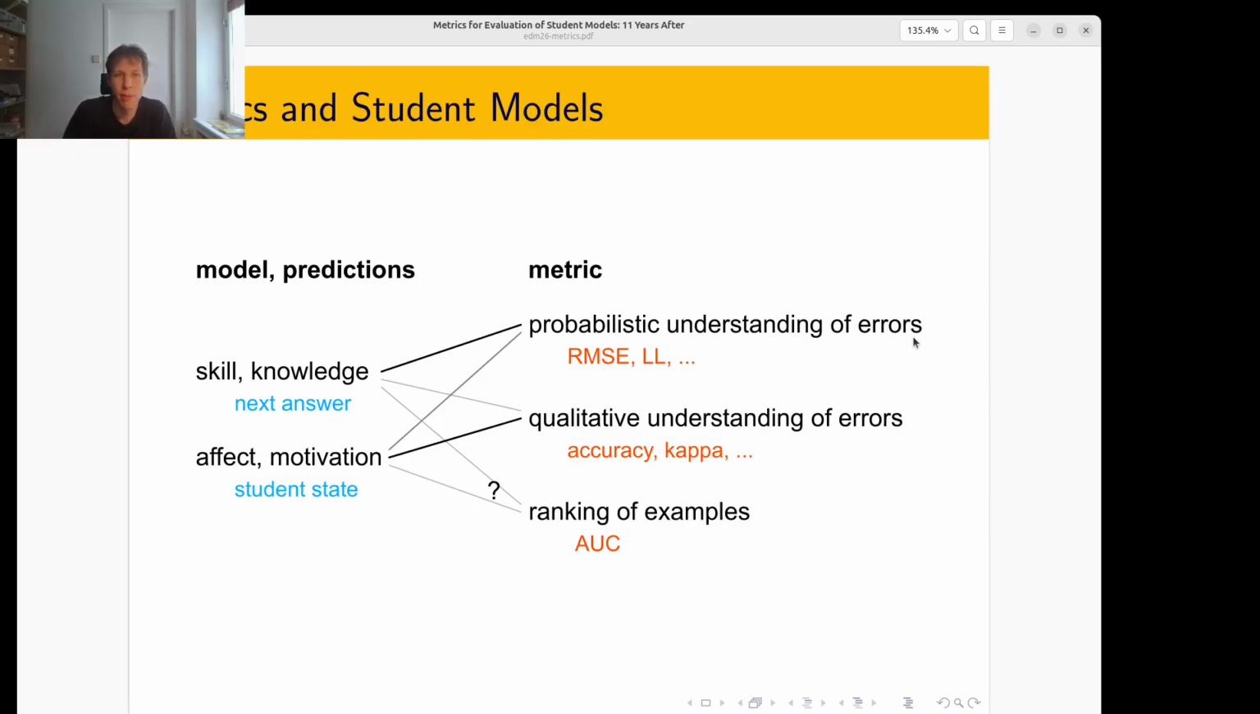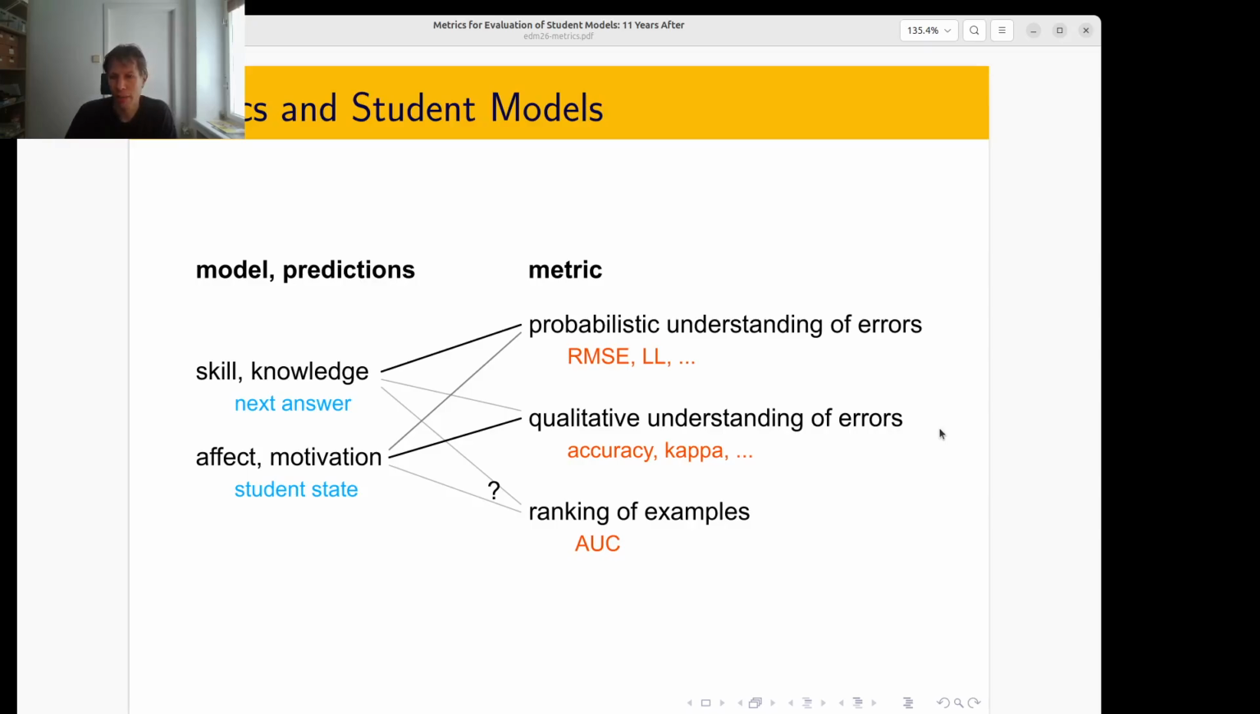In the 2015 paper, I provide some arguments about what is, in my opinion, a natural mapping between different uses of models and different metrics. I argue that for skill modeling, where we are trying to predict the correctness of the next answer, the natural choice is one of the metrics with probabilistic understanding of errors, like root mean square error. For affect and motivation, where the models try to predict the student state, like bored or confused, it seems natural to use qualitative understanding of errors with binary predictions.